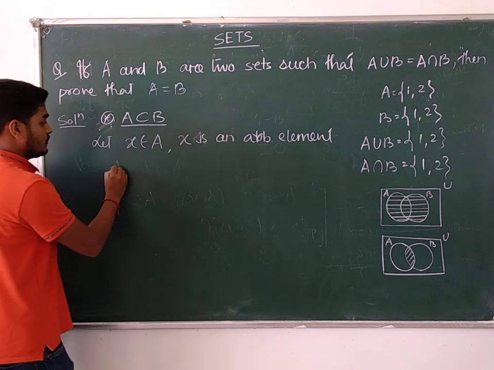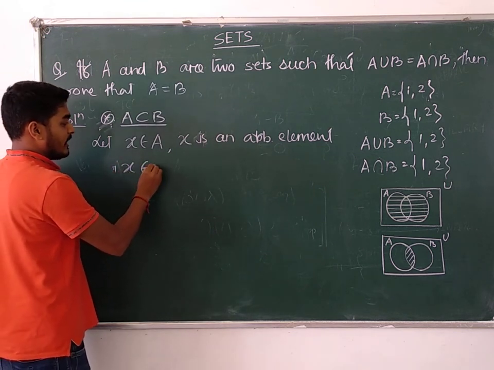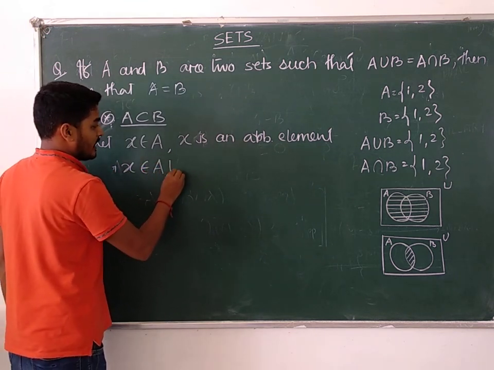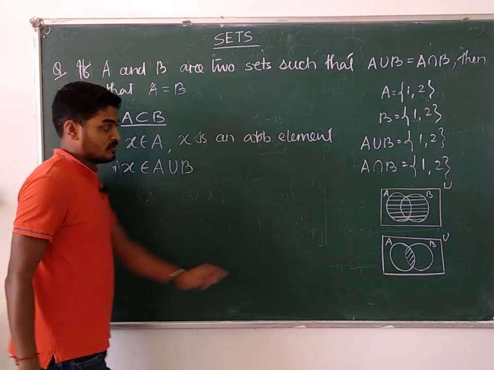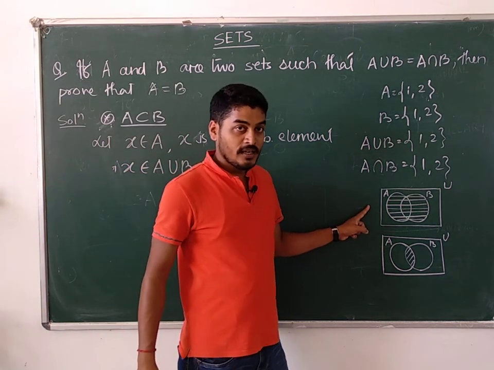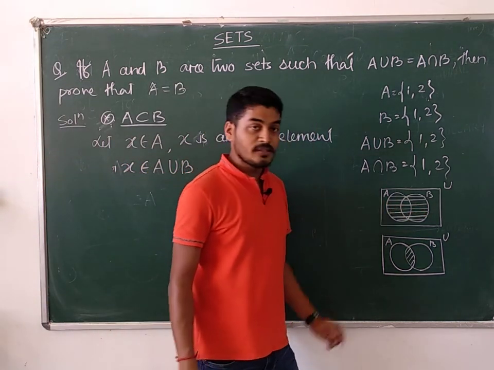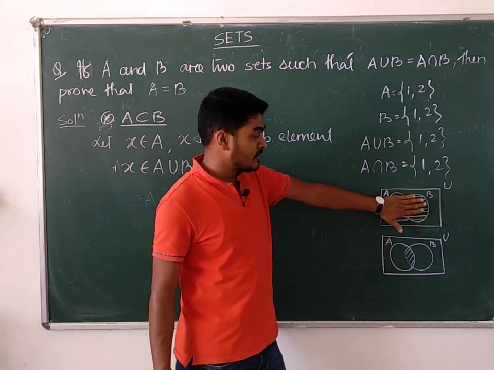So how can we prove it? So listen. Now we can easily write down X belongs to A union B. How can we write it down? Go through the Venn diagram. The shaded region represents A union B.